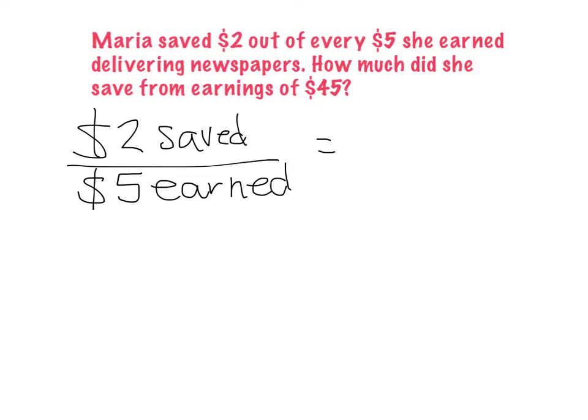And then I have to figure out where this $45 goes. Was it saved or was it earned? I'm going to go back and reread what it says, and I actually might want to take a moment and highlight or underline the information that I need in the problem. So it says, how much did she save from earnings of $45? So I know that that's my total, and that's going to go on the bottom.